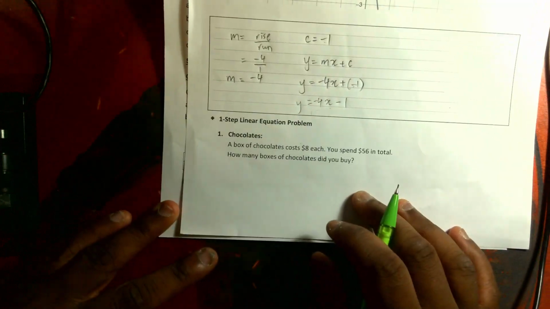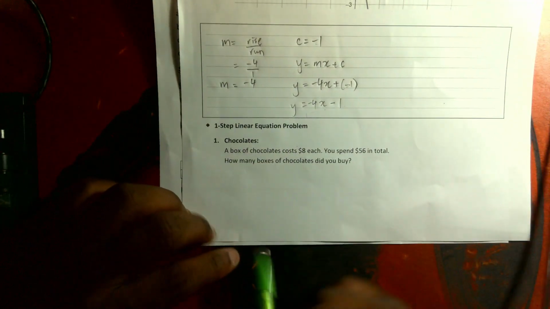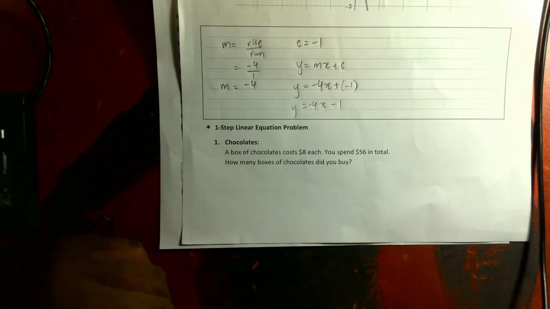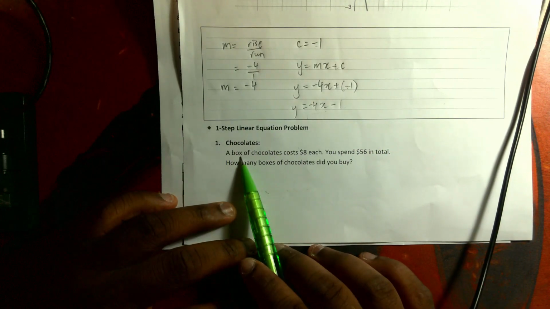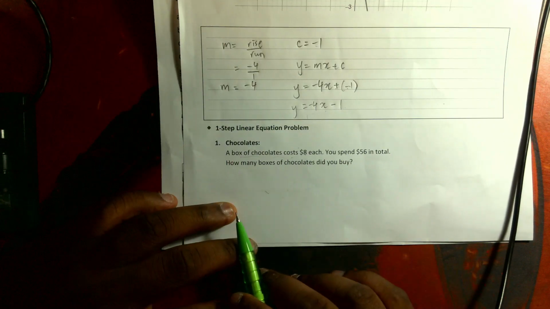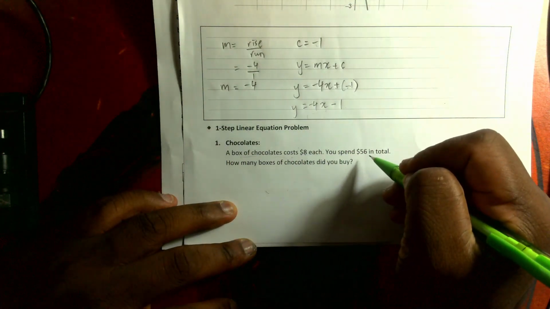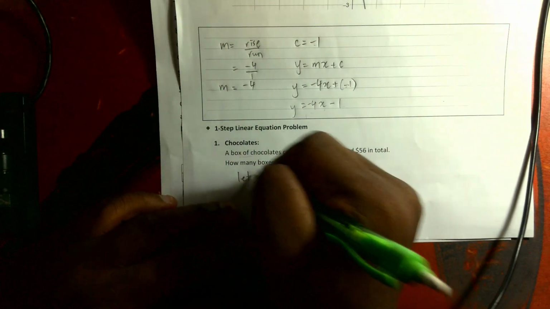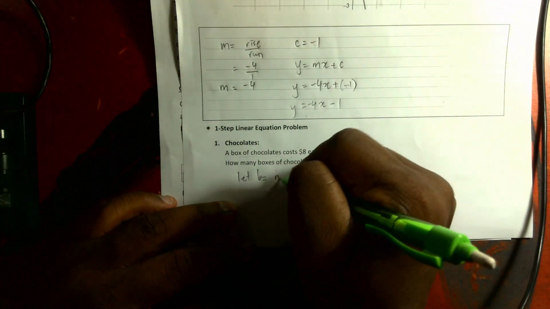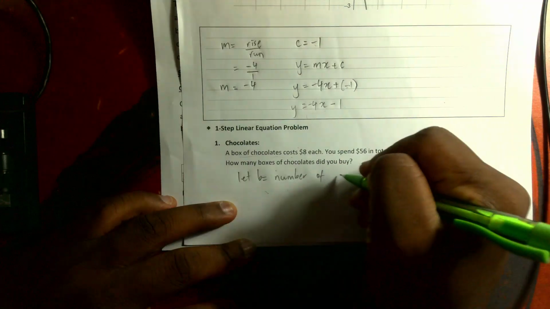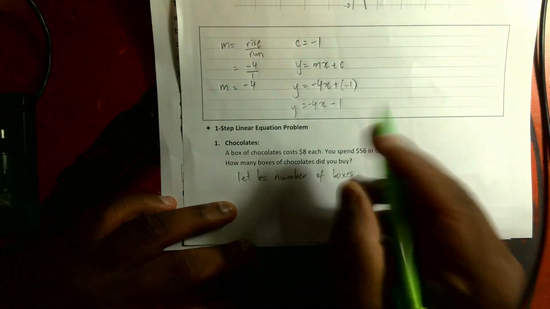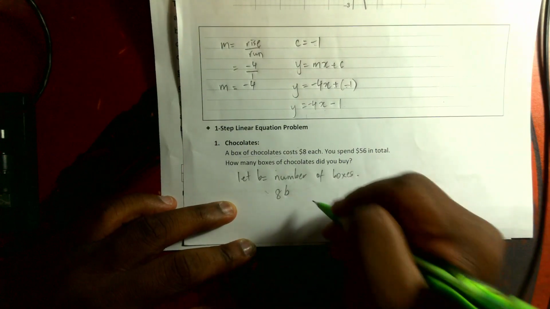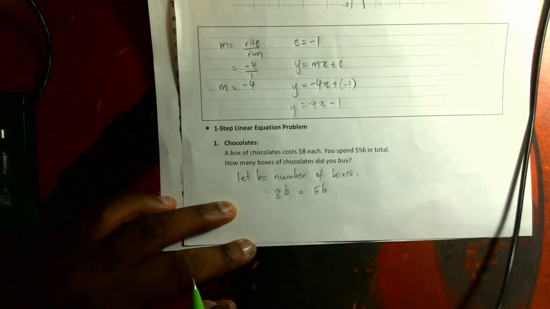So, first question, we're looking at solving linear worded problems, and first one is a one-step problem. It says a box of chocolate costs $8 each and you spend $56 in total. How many boxes? Well, I'm gonna let B equal number of boxes. So 8 boxes, or 8B, is gonna equal $56.